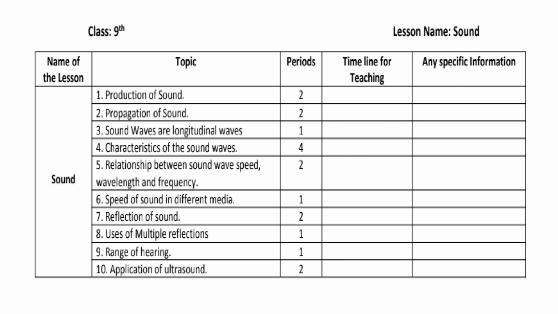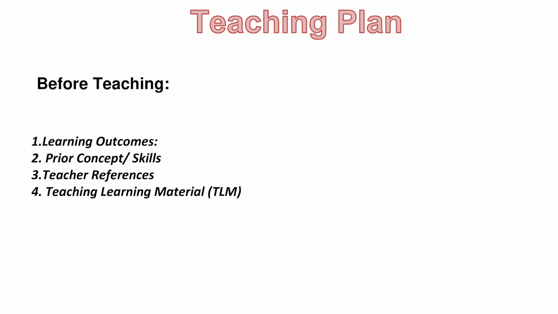Before teaching, here you have to adopt 3 steps. Before teaching, what you have to do? While teaching, what you have to do? After teaching, what you have to do? Before teaching, first of all you have to confine the learning outcomes, what you have to achieve, and the prior concept skills, prerequisites, the pre-knowledge the students have to get. Everything you have to know, and the teacher references or resources, what else is there in the teacher handbook or in any reference books, you have to gather those, and also the TLM required, you have to gather that also.